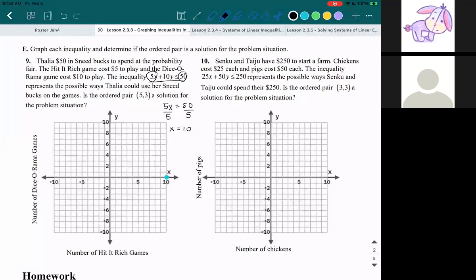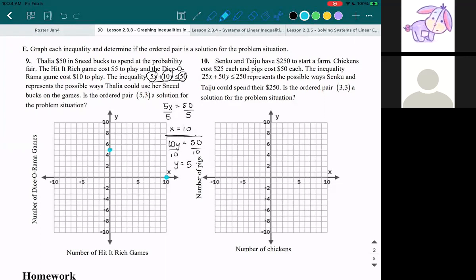Okay, let's find our y-intercept now. I'm just going to draw a line there so that we know that we're now doing our y-intercept. So we have a 10y and 50. 10y equals 50. Dividing by 10, we get y is equal to 5. So over on our y-axis, I'm going to put a dot at 5. Now we have our two dots, and we can connect them.